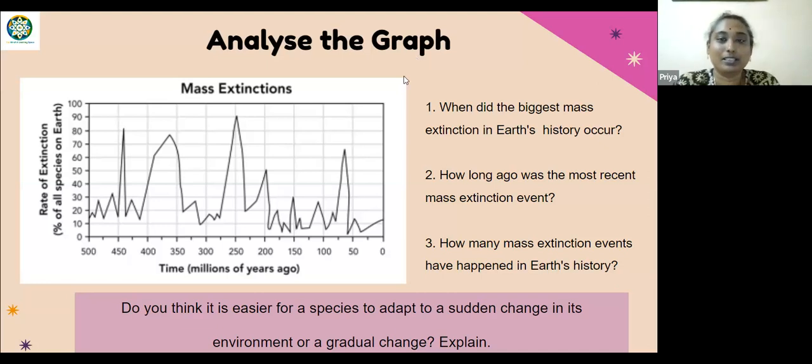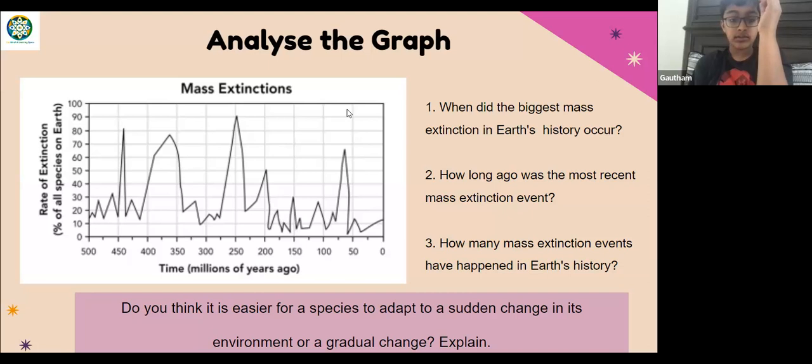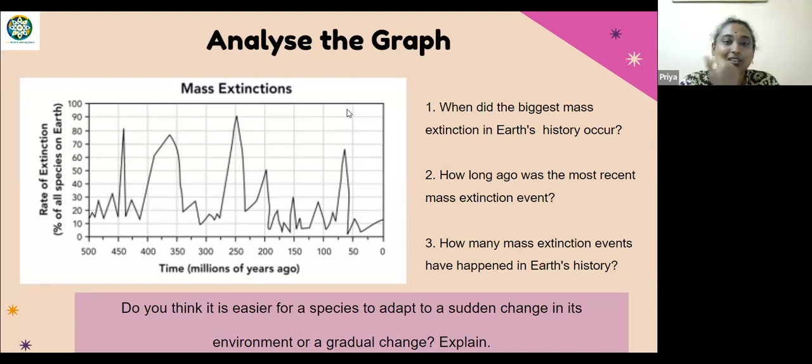Gautam, I don't think there's an answer called I don't know. Okay, tell me why you think sudden is better than going slowly, changing yourself slowly. Why is changing suddenly better? I'm going to give you time to think on this answer. By the time we come to the end of the lesson, I want you to be able to say why you think sudden or gradual change is necessary.